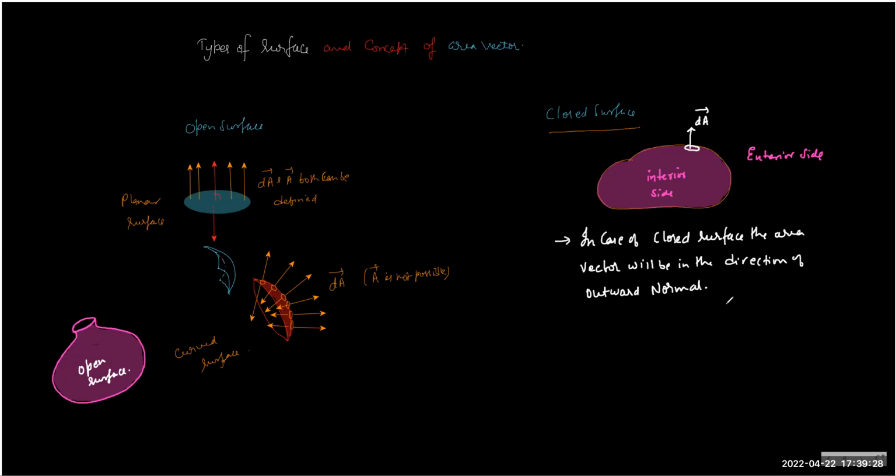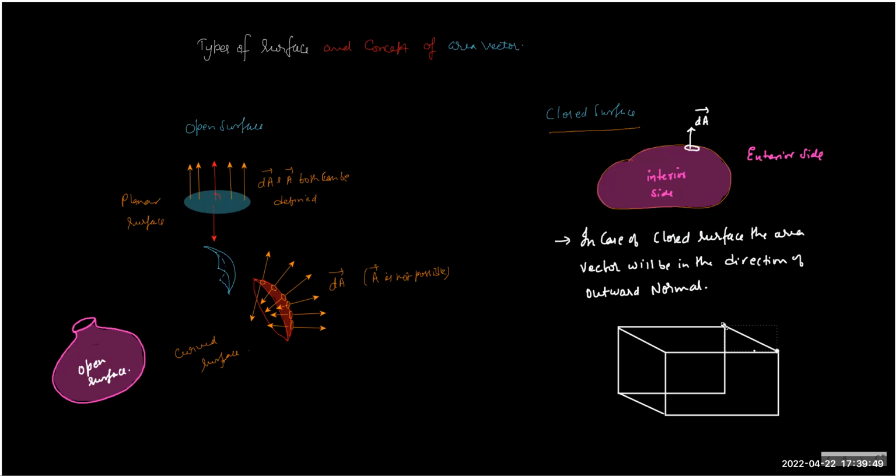Now the same rule will be applied if it is a flat surface. So imagine if you have a cuboid or cube kind of shape, then every surface will have its own area vector, right? Yes, sir. So how many area vectors do we need to completely define the cube, cuboid? Sir, 6. Very good.